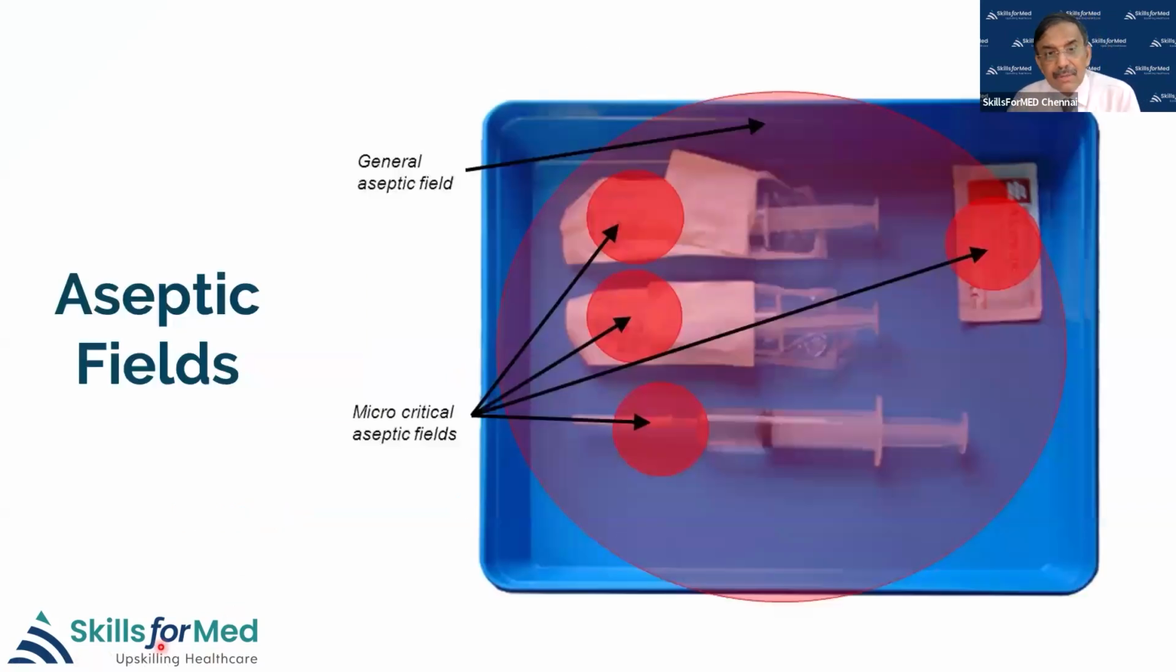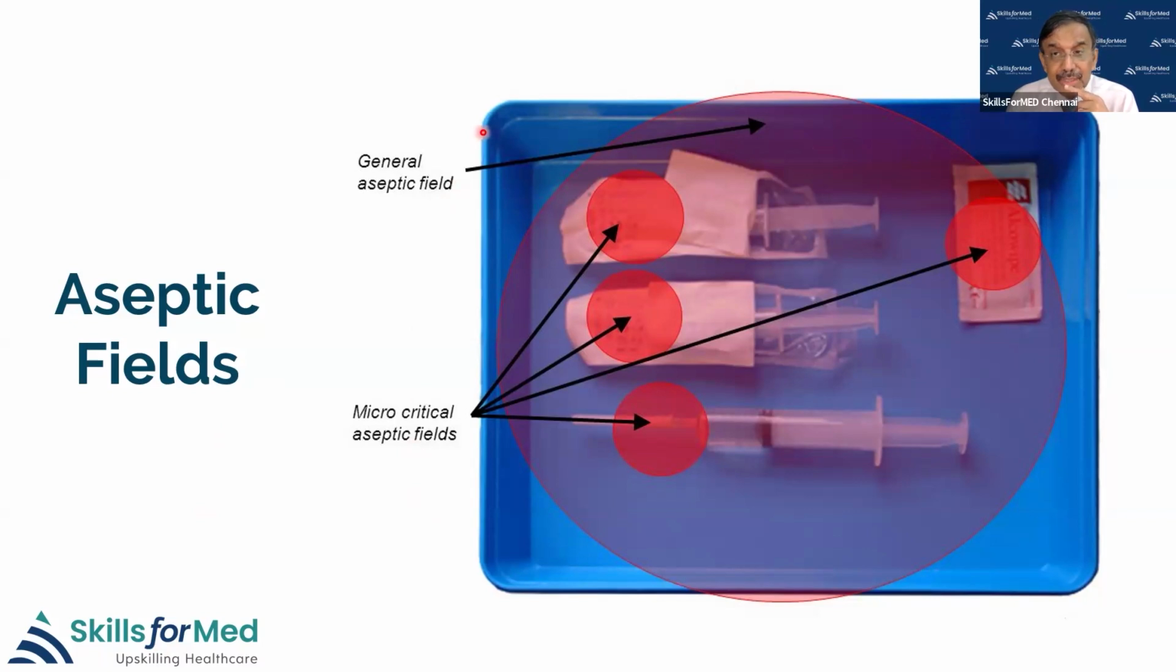Now, based on this, we need to have an aseptic field. If you understand ANTT, the principle is to keep key parts and key sites as uncontaminated as possible. To do that, we need to create two types of sterile field. One is called the general aseptic field, and another is called the micro-critical aseptic field. Now, what are these? The general aseptic field is the area in which this equipment is kept, typically on a tray.